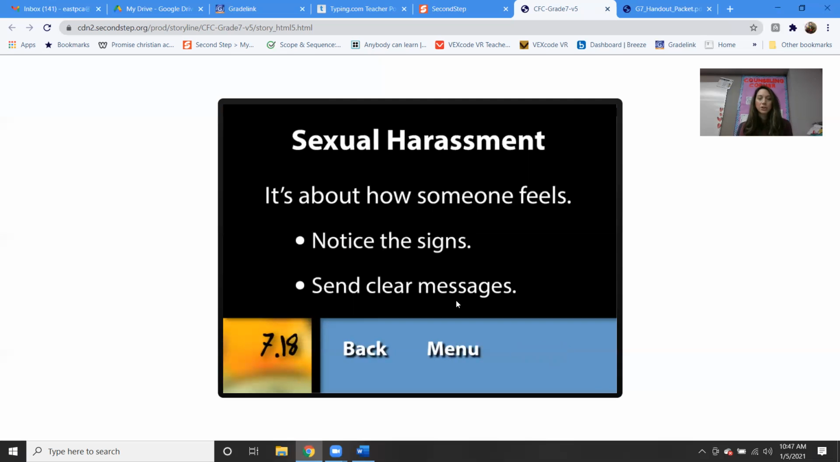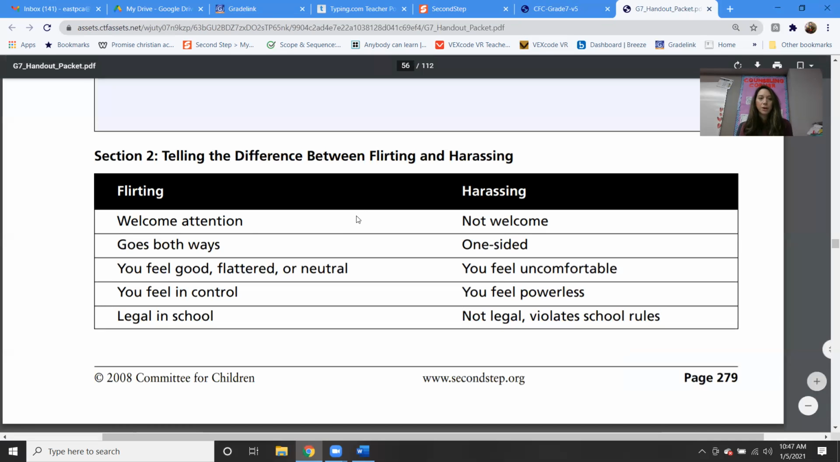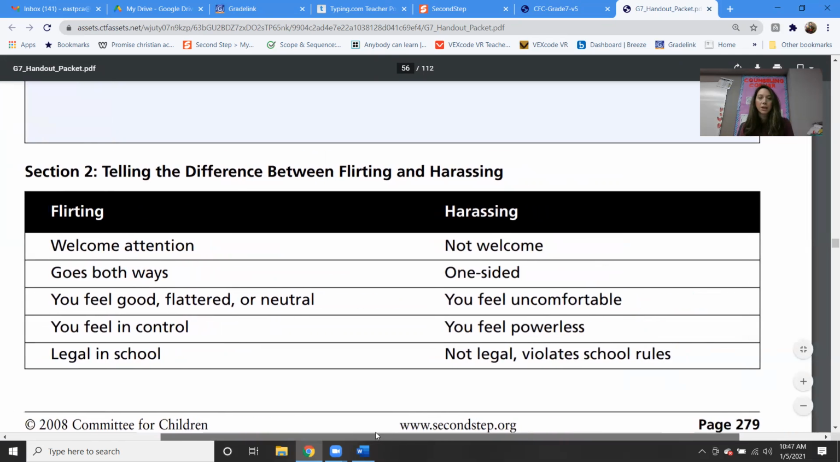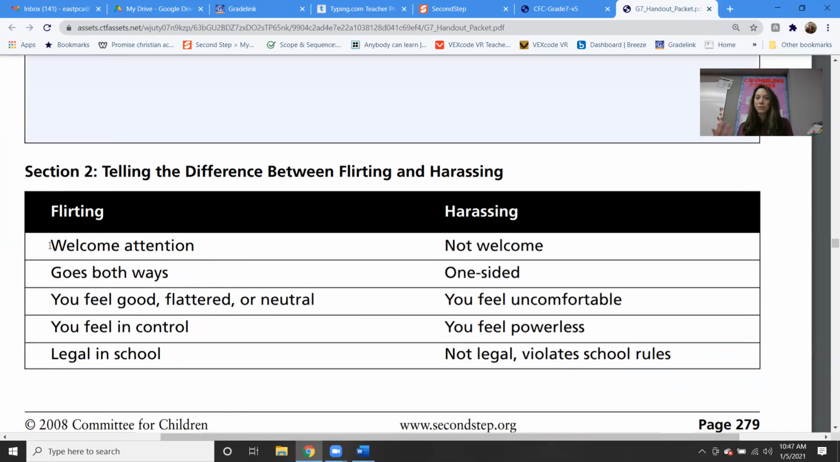Okay, so let me go back to the sheet so I can go over with you guys. So here are some tips on how to tell the difference between flirting and harassing. So flirting is welcome attention. So both of the people are excited that each of them is giving attention. It's going both ways. It makes you feel good or flattered. Somebody says, oh, you love your hair today or whatever. You feel in control and it's legal, meaning that there's not anything inappropriate about it. With harassing, it's not welcome. It's one-sided. Somebody just keeps saying comments or touching or whatever.